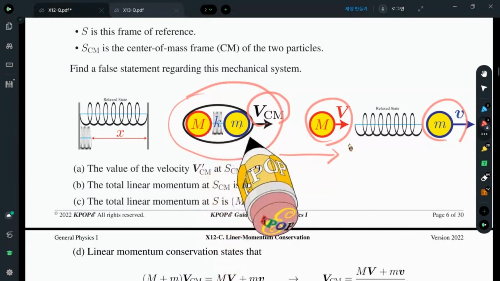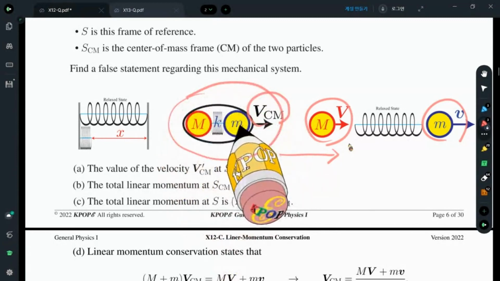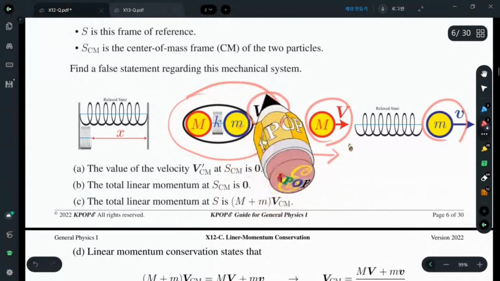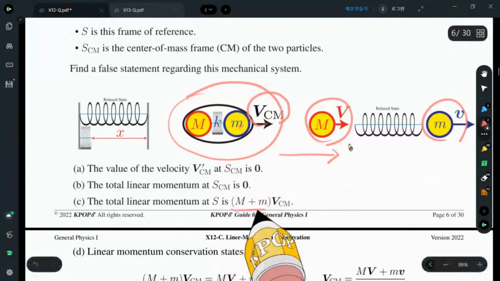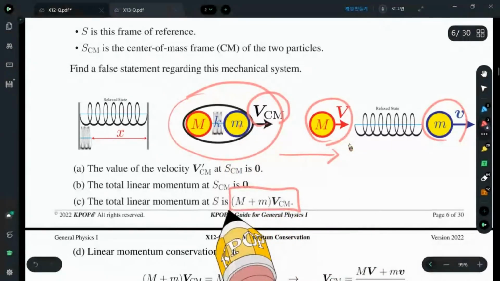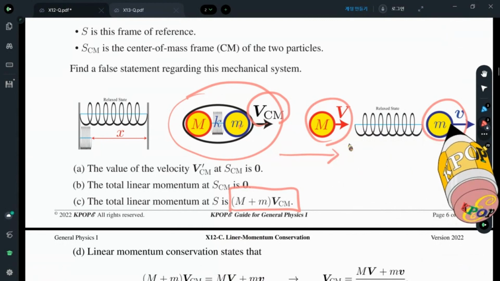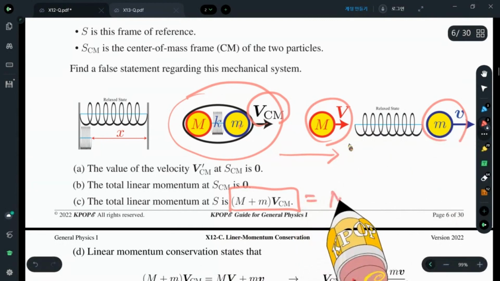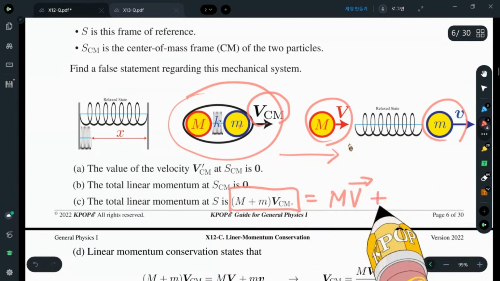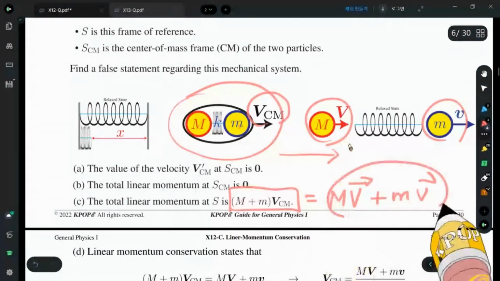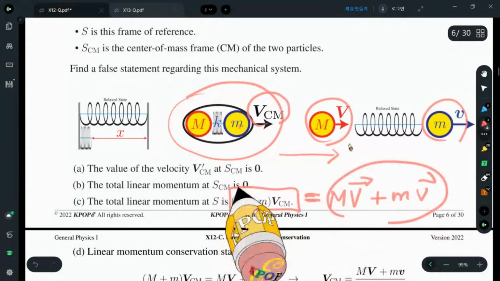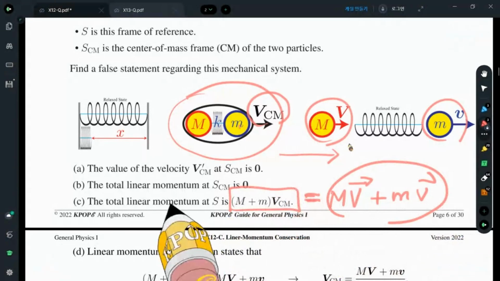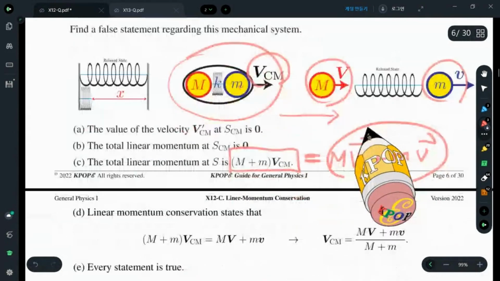So in the initial state, they are moving together with this velocity. So this is the total linear momentum of the initial state. And what is the total linear momentum in the final state? That is just a sum. And this sum must be the same as the initial value. This is the total linear momentum conservation.